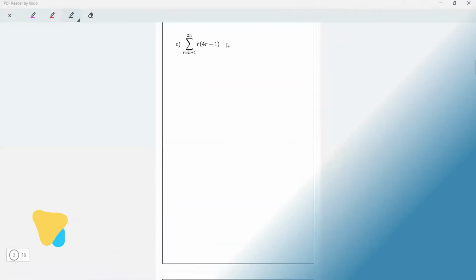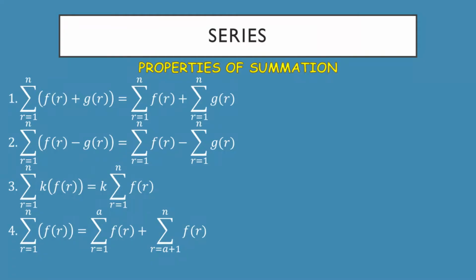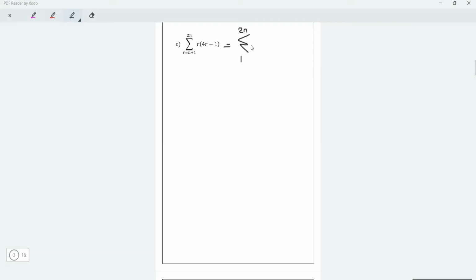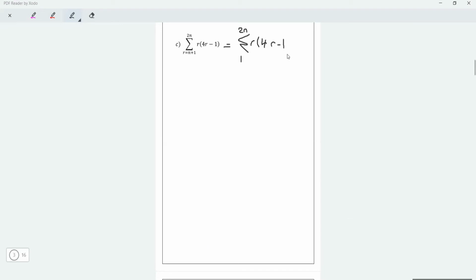Sum from n plus 1 to 2n, this is going to be equal to the sum from 1 to 2n of r times 4r minus 1, minus the sum from 1 to n. So the sum from n plus 1 to 2n is the sum from 1 to 2n minus the sum from 1 to n of this expression right here, r times 4r minus 1.